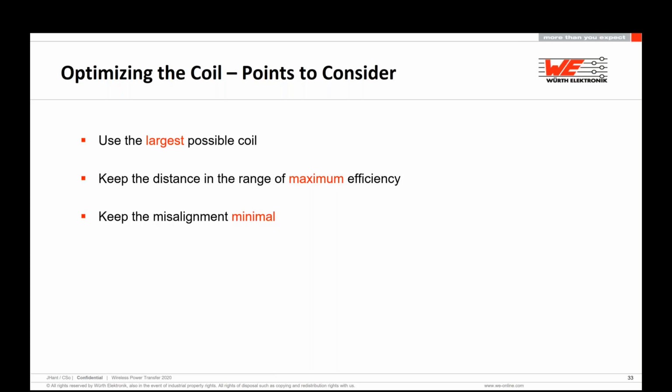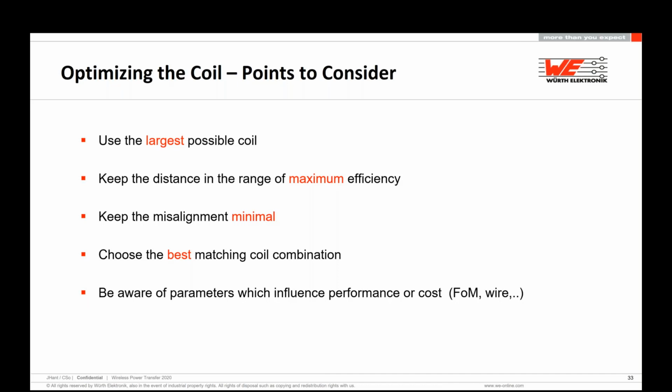Additionally, the misalignment, keep it as minimal as possible. So keep the design engineer in the beginning of the project in your team. Choose the best matching coil combination, as the coil combination will give you the best efficiency with the effective area which are used. Be aware of parameters which influence your performance. For example, have a look into the Q factors, have a look into the materials and wires, where we can assist you to find the best parts which are fitting into your application.